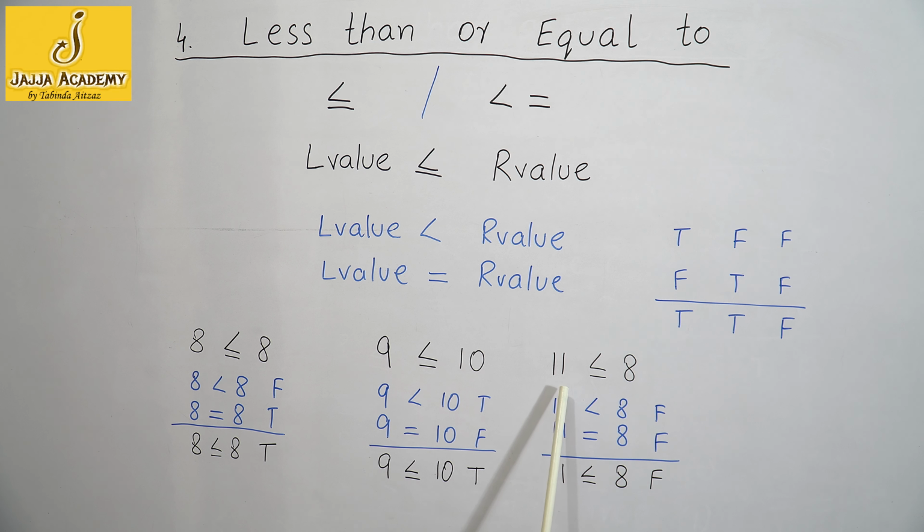In the third example, 11 is less than or equal to 8. Again, it will be tested in two steps. Is 11 less than 8? No, it is not less than 8. So the answer will be false. In the second condition, is 11 equal to 8? No, 11 is not equal to 8. As both conditions are false, the final result will be false. The 11 less than or equal to 8 comparison will produce a false result.